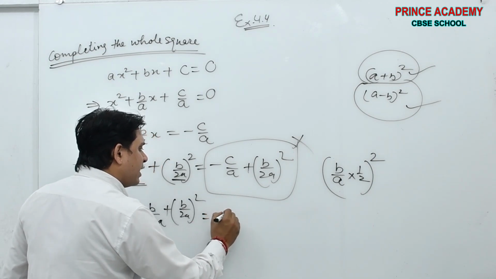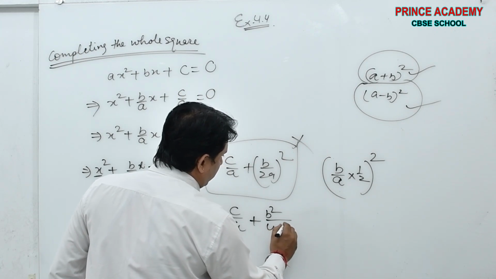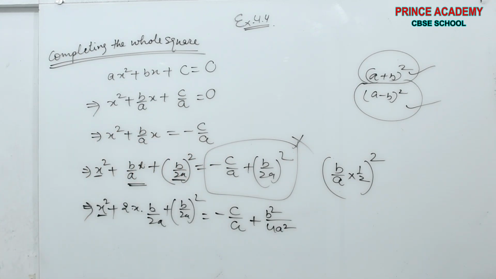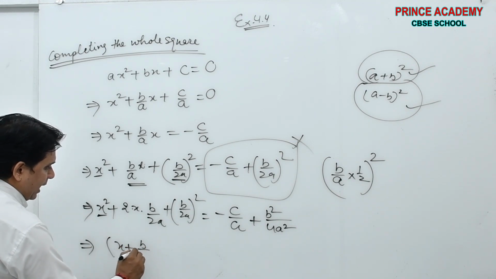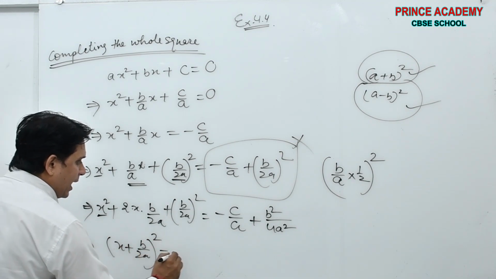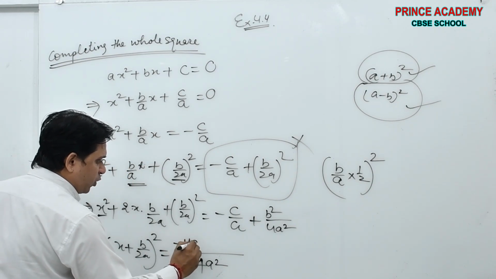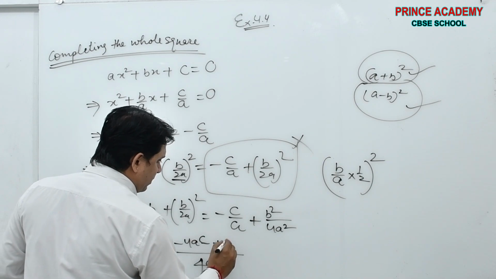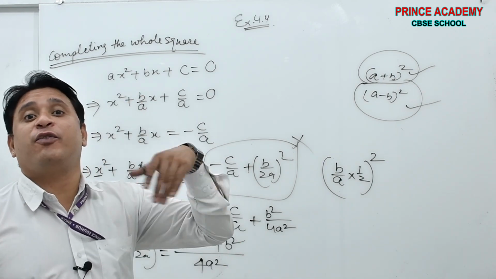You will get output very easily. b square by 4a square. Yes or no? Done. Now see, it is (x plus b by 2a) whole square. And what is here? 4a square LCM, minus 4ac plus b square. Okay. It was the derivation of the formula.